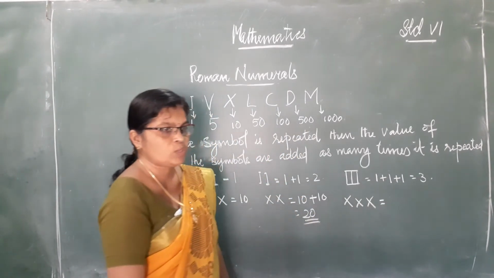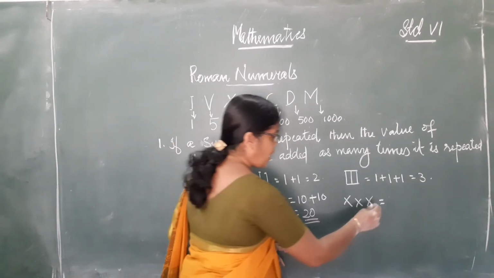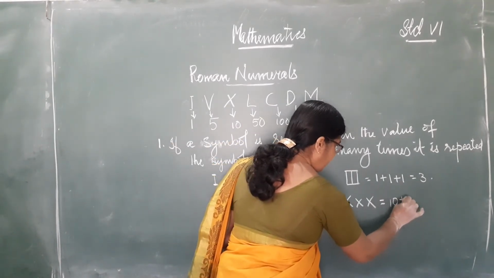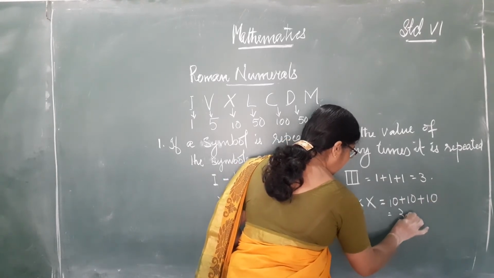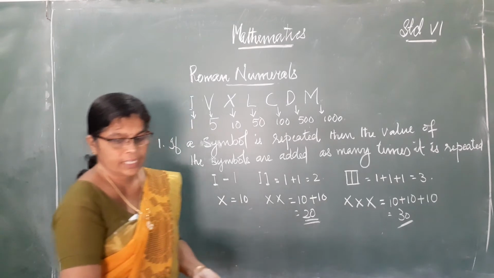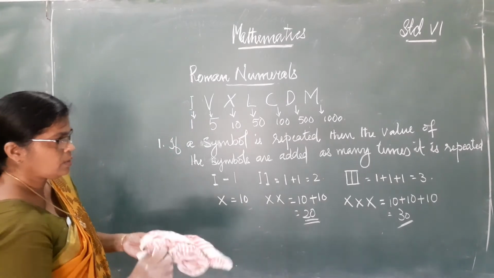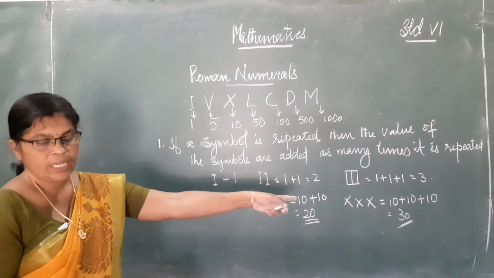3 times X is written. That means 3 times the value gets added: 10 plus 10 plus 10, which is equal to 30. The next rule is, this way we can form the numbers.